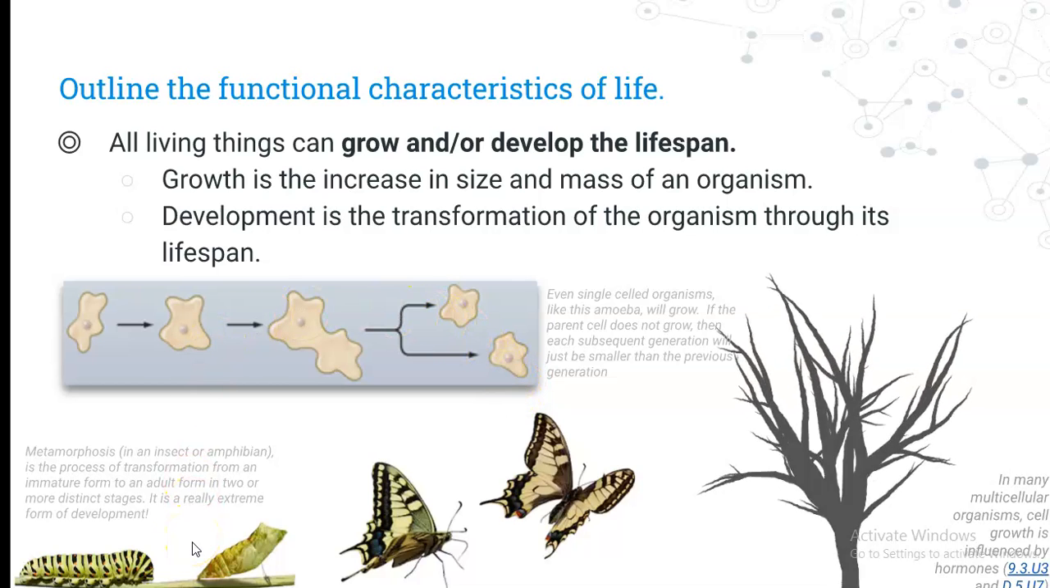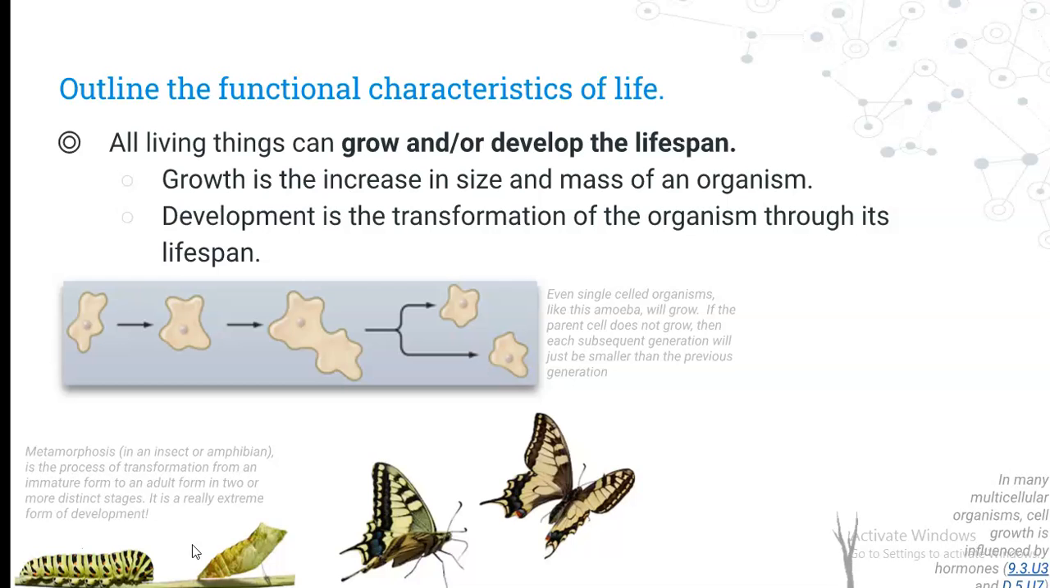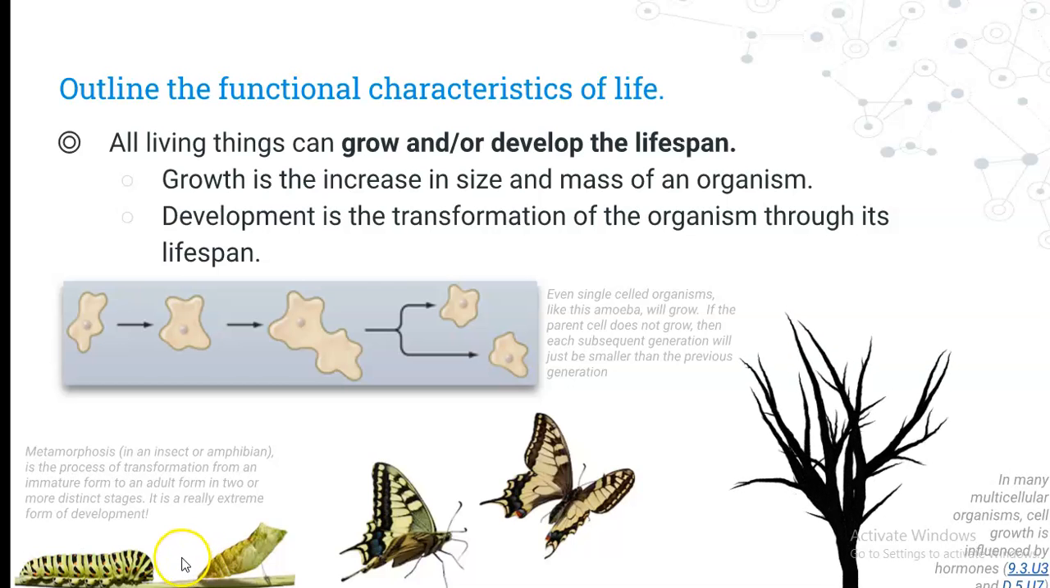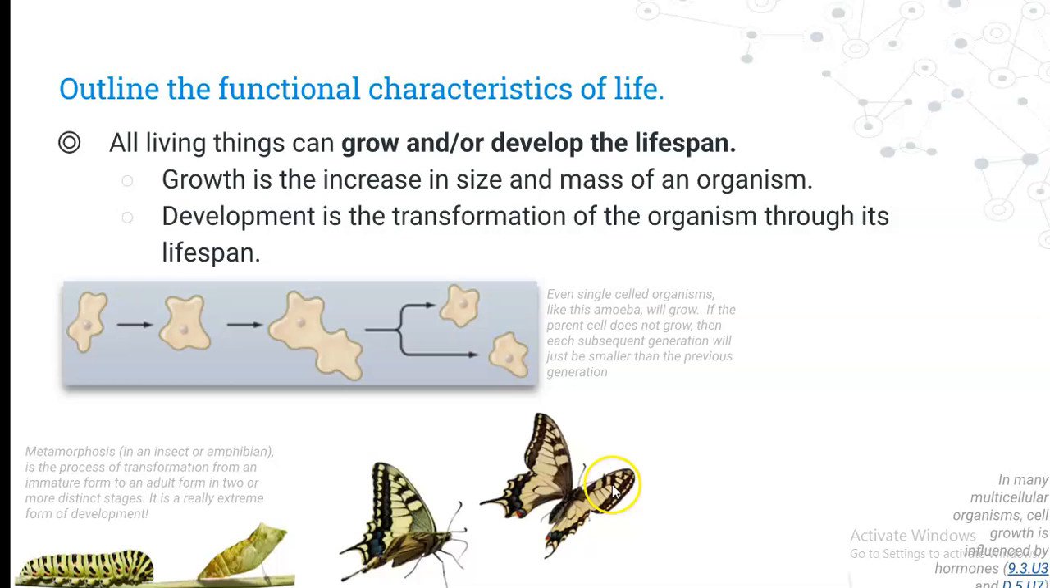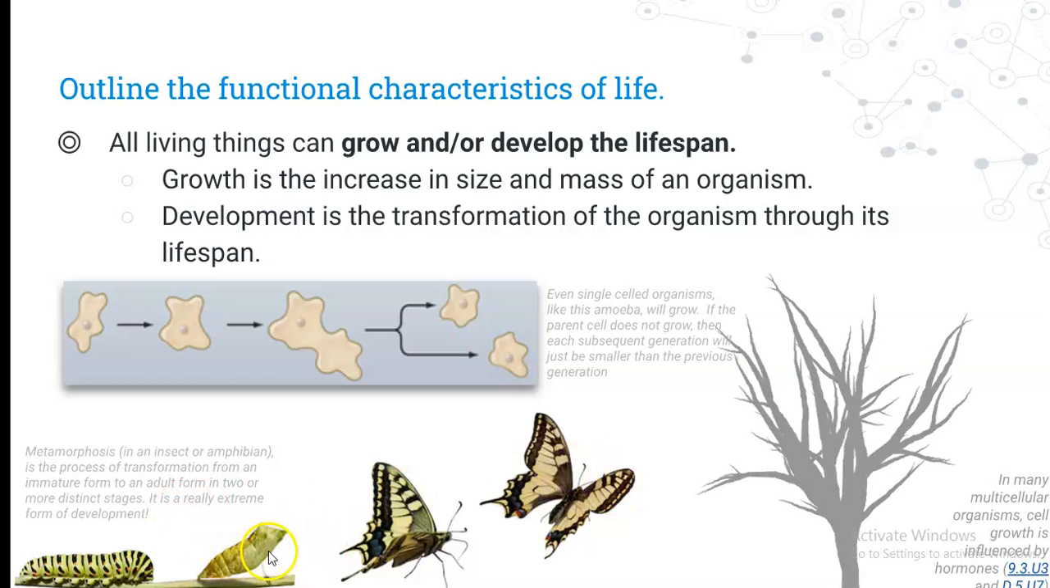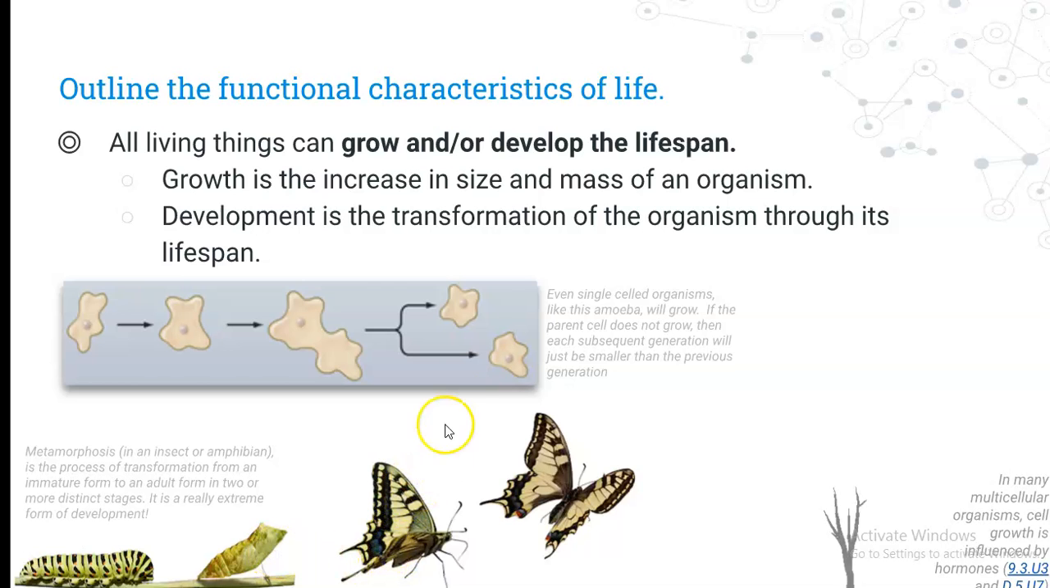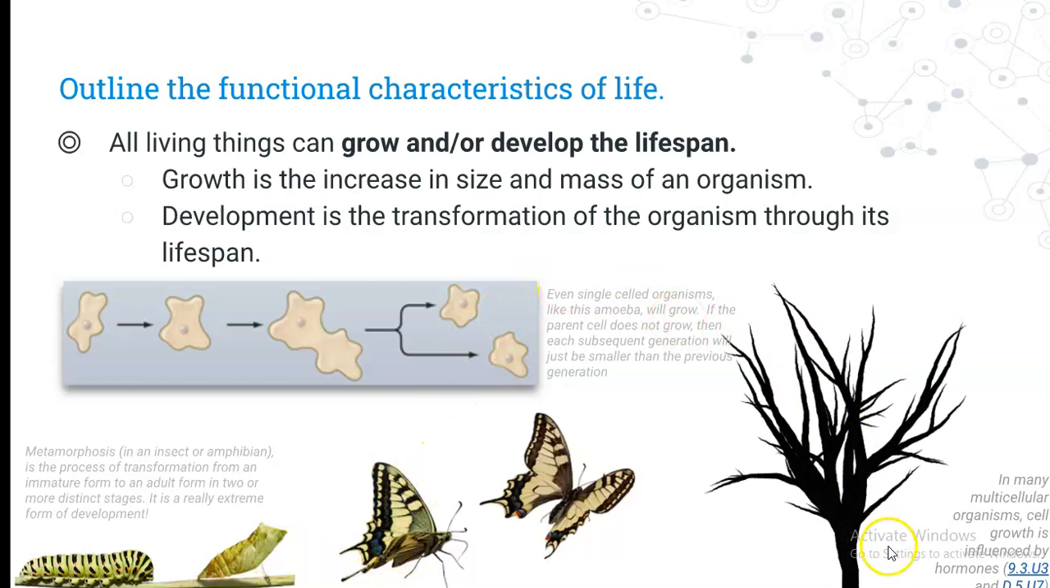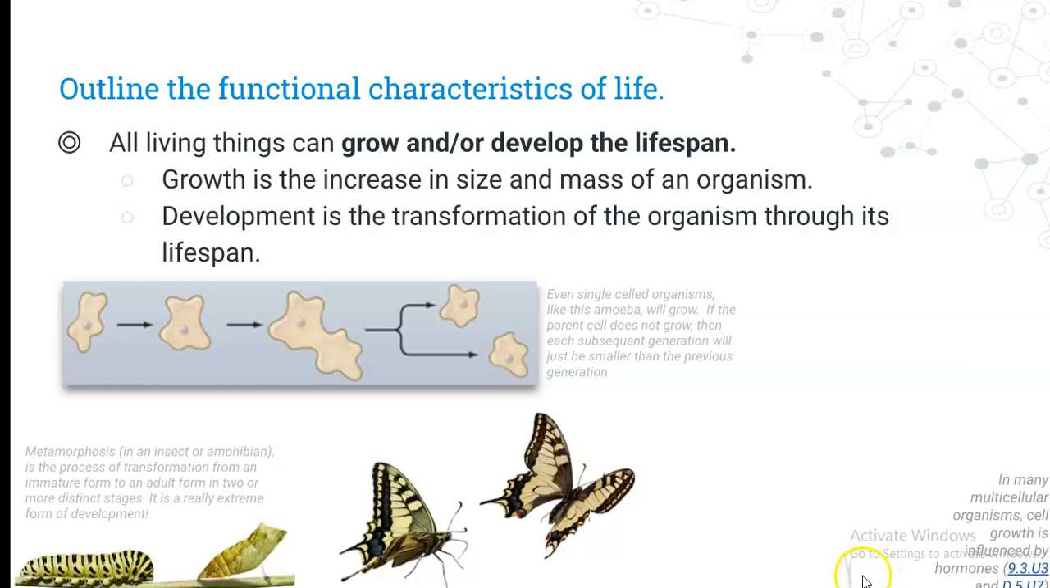Metamorphosis, which happens in both the insects and amphibians, is the process of transforming from an immature form to an adult form in 2 or 3 more distinct stages. It's a really extreme form of development. In many multicellular organisms, like this tree, cell growth is influenced by hormones.